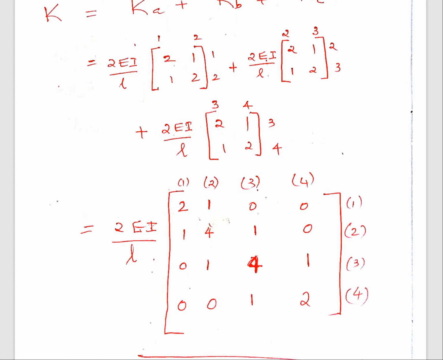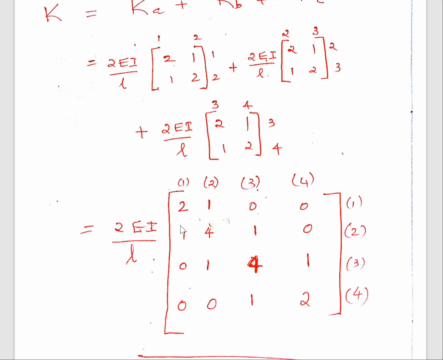Now coming to the first column, second row. The first row is done; we have assembled the elements in the first row. Now coming to the second row, first column second row element. So here the first column second row element is 1. We don't have any other first column second row element. So it is 1.